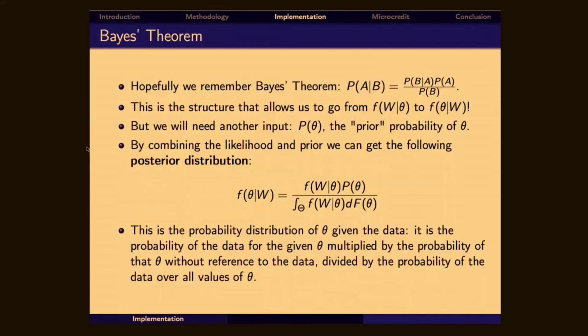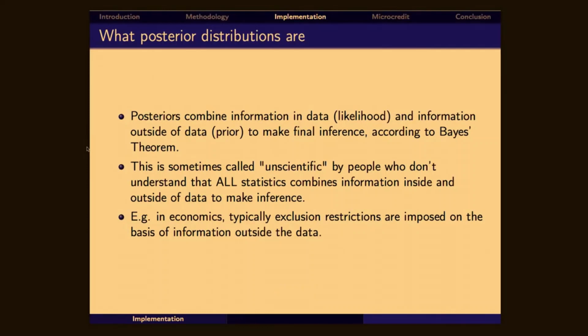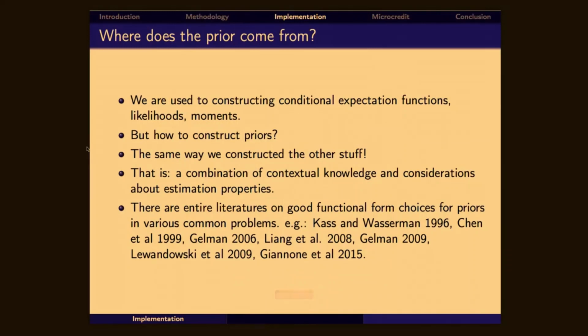That's it. Okay. So posterior distributions combine information in the data via the likelihood and information from outside the data via the prior. The most common critique of Bayesian methods that you'll hear is that this is unscientific because things shouldn't come in from outside the data. But all of statistics is about bringing things in from outside the data to understand the data better, right? Like, what is an exclusion restriction? That doesn't come from the data. That comes from knowledge that you have outside the data set. There's no place in the data set where you can find the exclusion restriction, and most of the time you can't even test it. All right, so where does the prior come from?